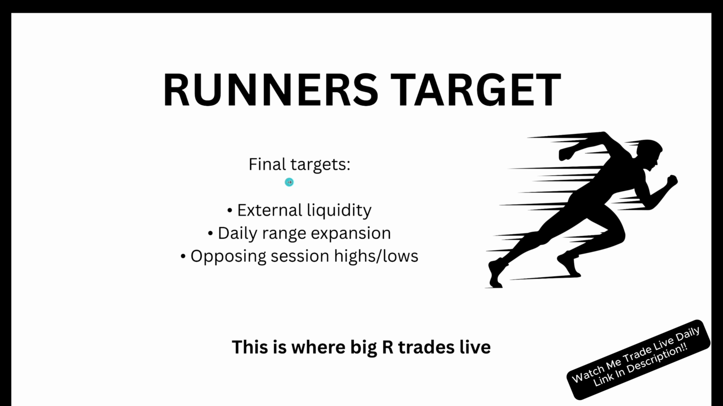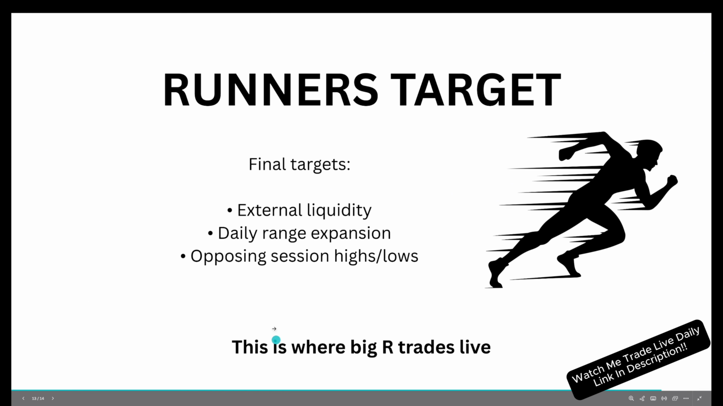Okay, runner's target: where will you actually be looking to take full TP with your runner, if you decide to even hold a runner? So your final targets will be, number one, external range liquidity from your current dealing range. Daily range expansion. Maybe there's a daily swing high or swing low that is near price that you may want to target. And also opposing session highs and lows. So if you're taking a sell, you want to be targeting London lows or Asia lows for your runner. And when the runner actually does hit final take profit, this is where the big risk to reward trades live.